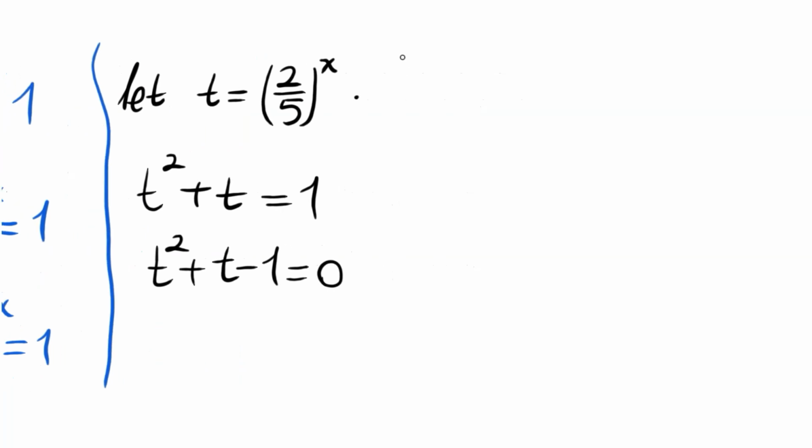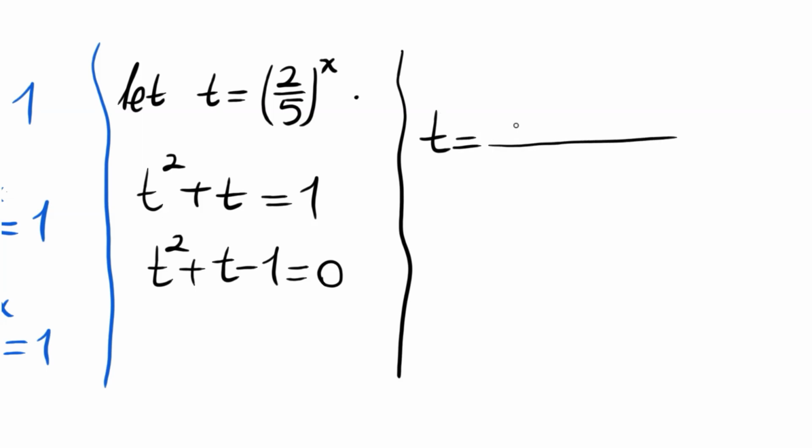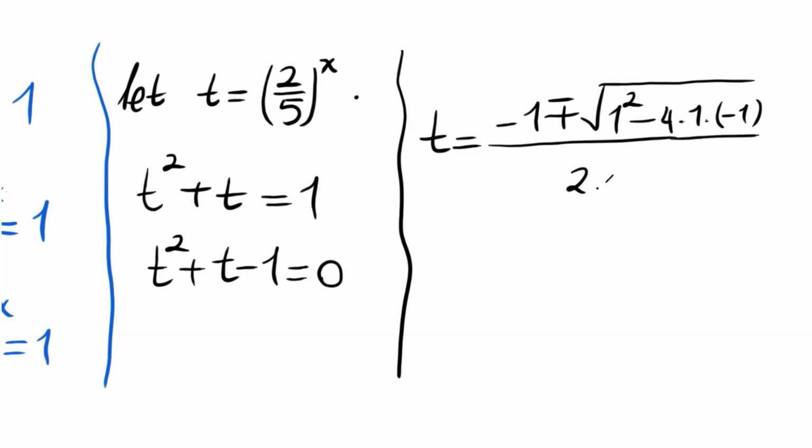Using the quadratic formula, we can write t is equal to -1 plus or minus the square root of 1 squared minus 4 times 1 times -1, all divided by 2 times 1. So we will have t equals -1 plus or minus the square root of 5, divided by 2.